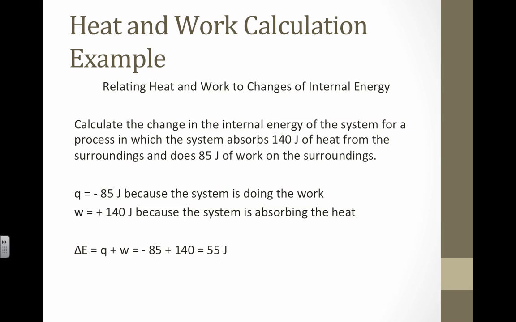Here's an example of a heat and work calculation. So let's say we are calculating the change in internal energy of a system where the system absorbs 140 joules of heat from the surroundings and does 85 joules of work on the surroundings. So W is negative 85 because the system is doing the work. So when the system is doing the work, that's energy that's leaving the system. So that's why it's negative.